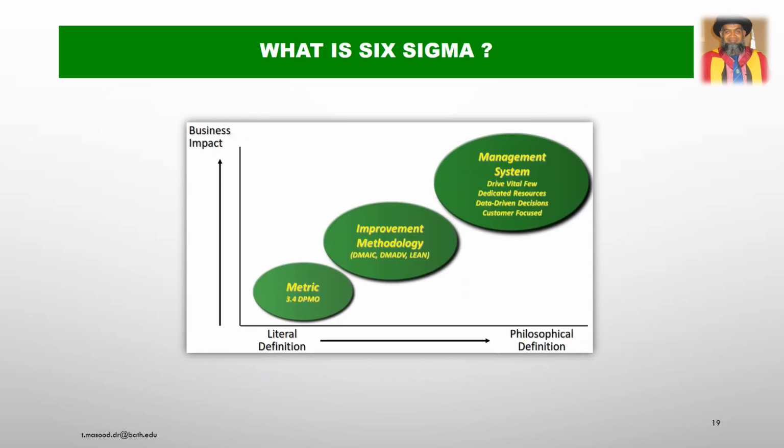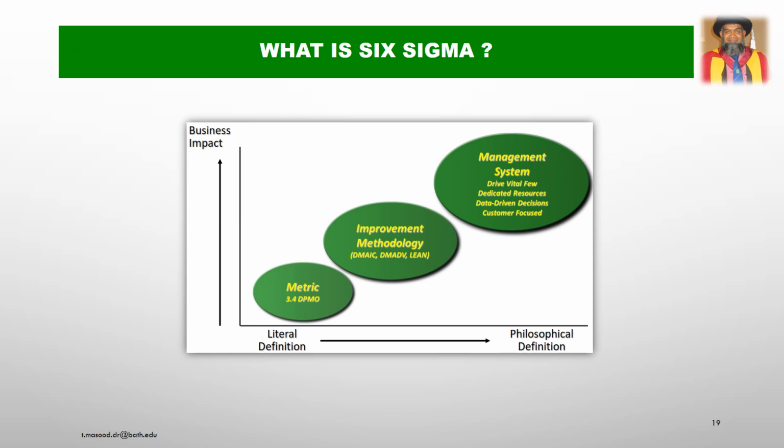Okay, in this slide, what is Six Sigma? Here I have demonstrated on the y-axis and x-axis my business impact and how Six Sigma philosophically can be implemented. If the metric is 3.5 defects DPMO, per million opportunities, and the improvement methodology DMAIC and management system improvement are implemented with dedicated resources, data driven and customer focused. When we started the metric at 3.5 with the improvement method implemented, there is a huge impact on business improvement, customer satisfaction and customer focus.